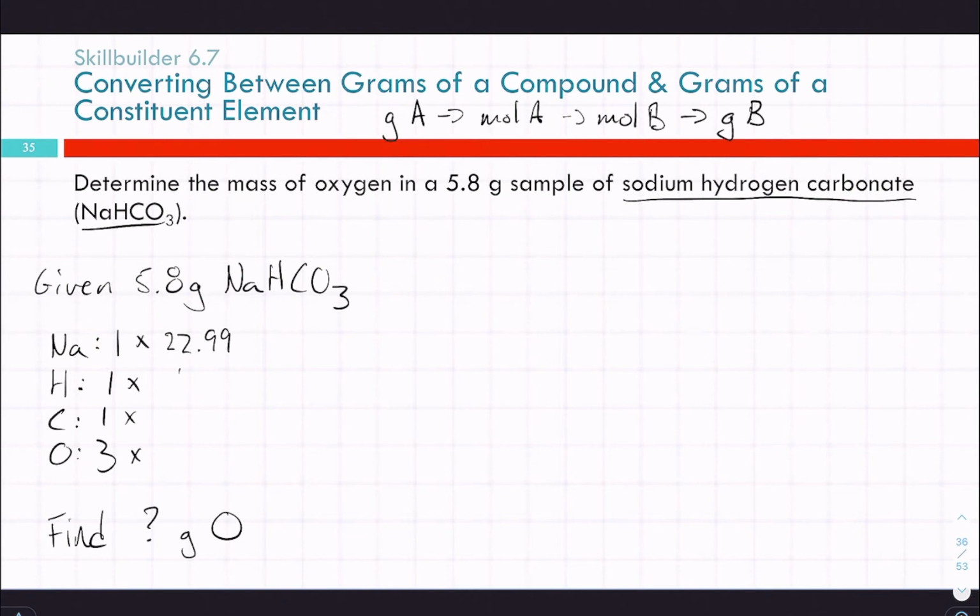And then hydrogen is 1.01. Carbon is 12.01. And oxygen is 16.00. Those are ones that I have memorized, but you can find their masses on the periodic table. And I am using just 2 decimal places because it takes up less space. On an exam, you should always use them all. So these ones that multiply by 1 are easy: 22.99, 1.01, 12.01, and then 16 times 3 equals 48.00.